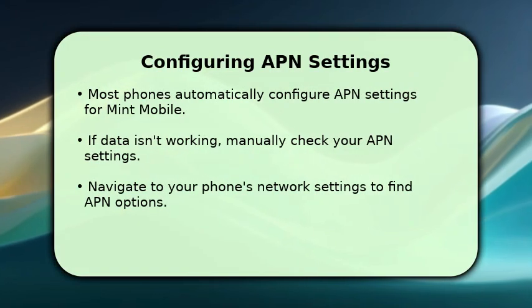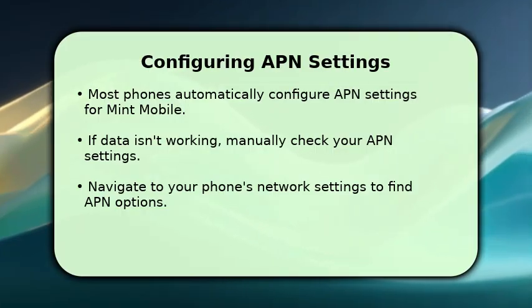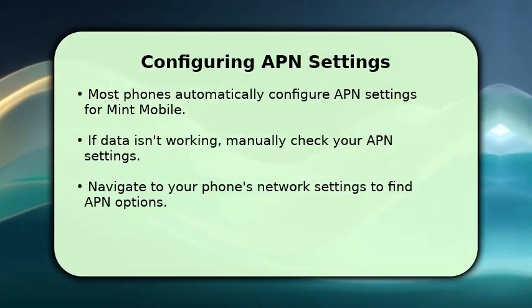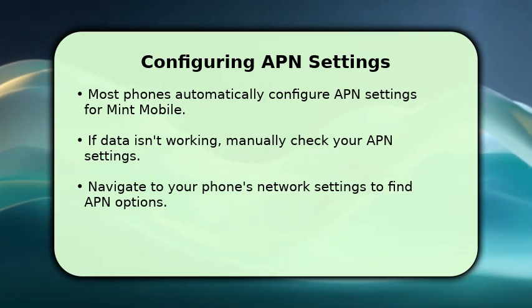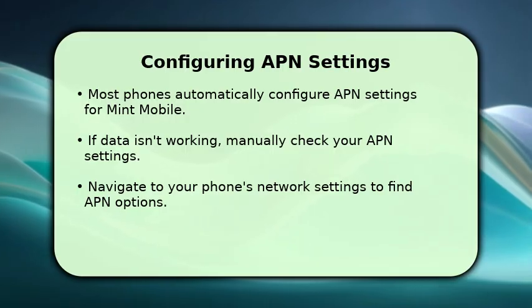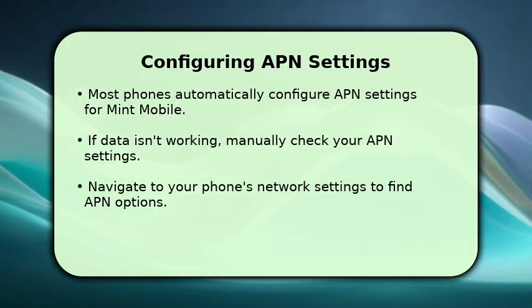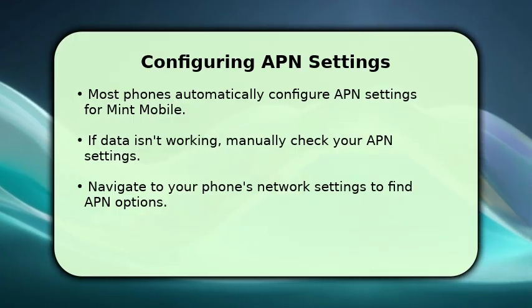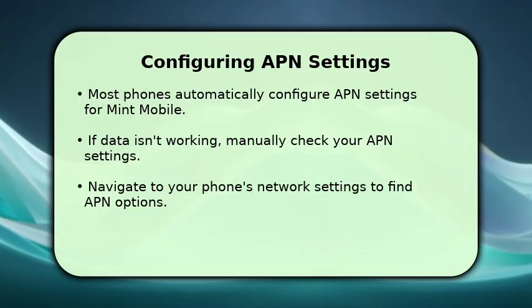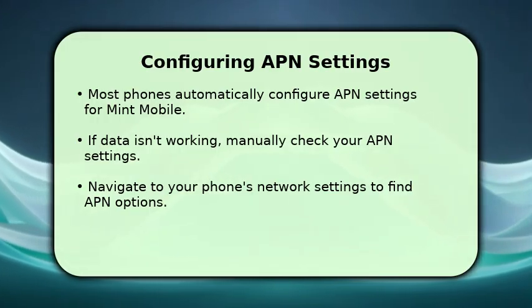In most cases, your phone will automatically configure the necessary APN settings for Mint Mobile. However, if you find your mobile data isn't working, you might need to adjust them manually. Go to your phone's network settings and look for access point names or APN. Create a new APN with Wholesale as the APN name and T-Mobile as the MNC. Save these changes and restart your phone.